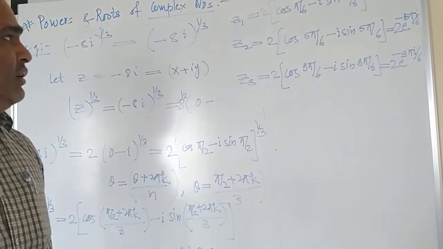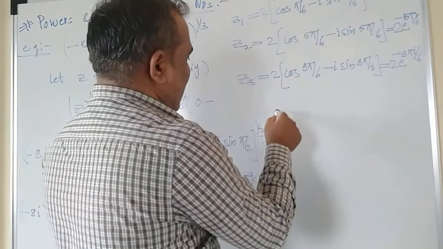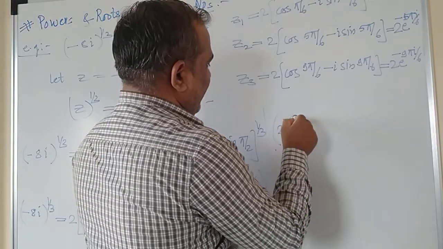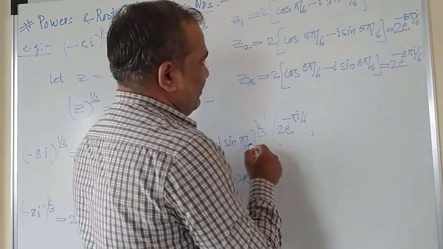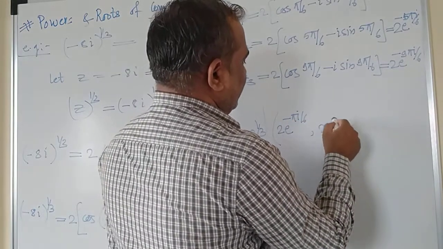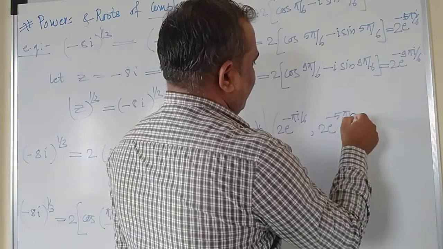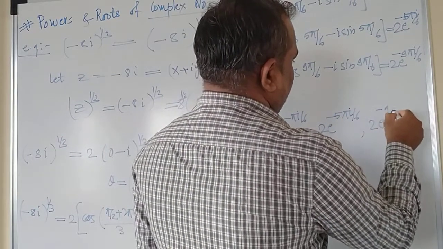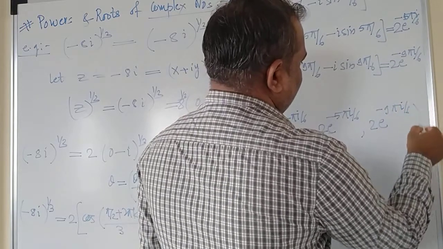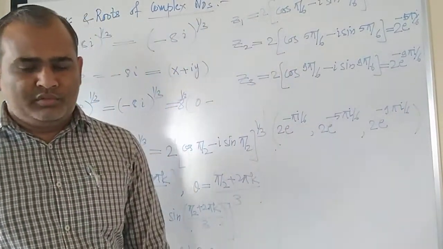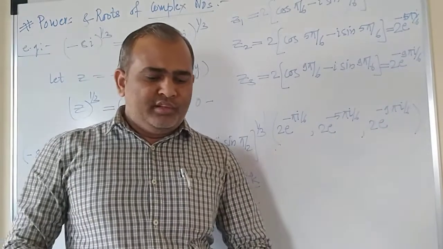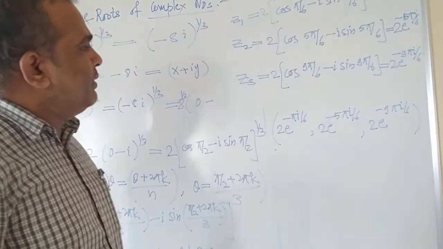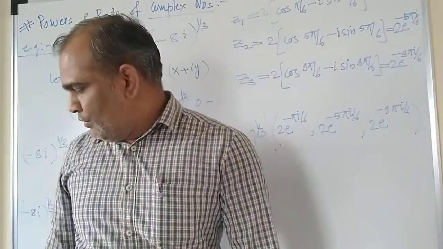So these are the three roots. What are the three roots? I will write here. 2 e raised to minus pi i by 6 is the first root. Second is 2 e raised to minus 5 pi i by 6, and third is 2 e raised to minus 9 pi i by 6. This is the next root. Got it? Hope you have understood this problem. We'll solve such kinds of problems in the next video.